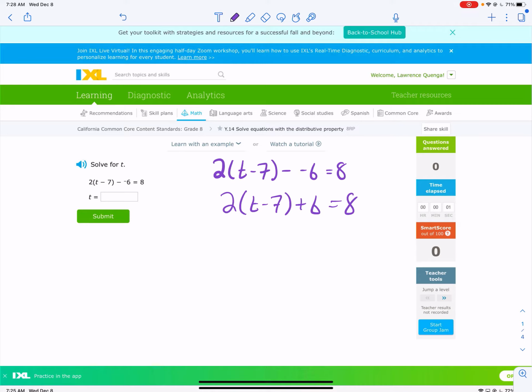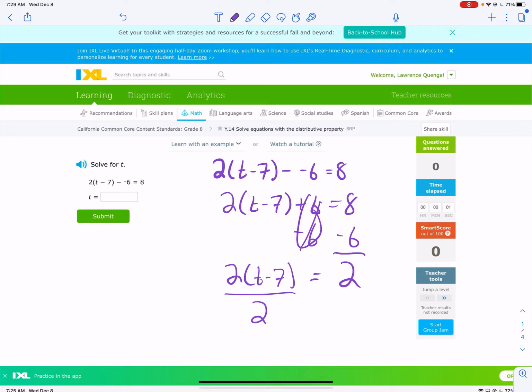So I have this distribution. You have two options. You can distribute, or you can subtract 6 from both sides. You end up with 2 times (t minus 7) equals 2. Well, we can distribute this and make it 2t minus 14, or I can divide both sides by 2 because this 2 is getting multiplied by what's inside the parentheses. So this becomes 1, right? And I'm left with t minus 7 equals, what we do to one side, we have to do the other, so t minus 7 equals 1.